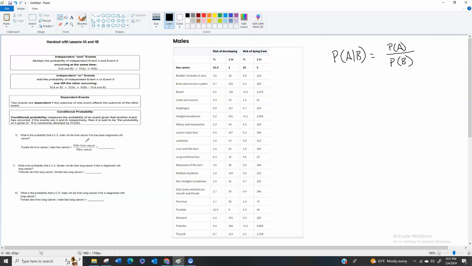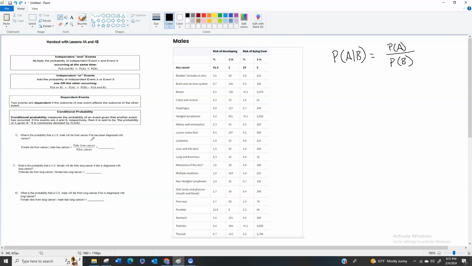So the probability that a male is going to die from cancer, given that they have cancer, it says that it's 1 in 5. So that would be 1/5. And then the probability that they have cancer is 1/2. They're using decimal percentages here too. If we use the fraction, it's 1/5 divided by 1/2, but those look like they're approximated. For instance, they said 41.6% is 1 in 2, which isn't really right. That would be like 50%. So let's back up a bit. I think we'd be more accurate if we use the percentages.